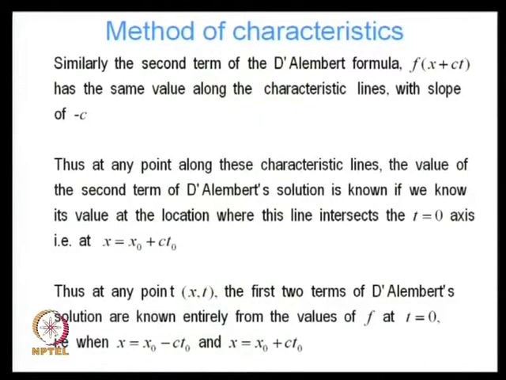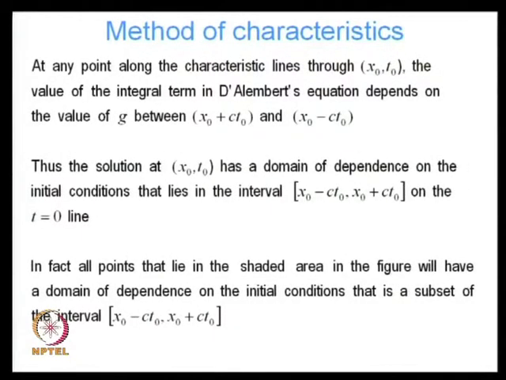Thus, at any point x, t, the first two terms of the D'Alembert solution are known entirely from the values of f at t equal to 0, that is when x is equal to x0 minus c t0 and x is equal to x0 plus c t0. So, at any point along the characteristic lines through x0, t0, the value of the integral term in the D'Alembert's equation depends on the value of g between x0 plus c t0 and x0 minus c t0.